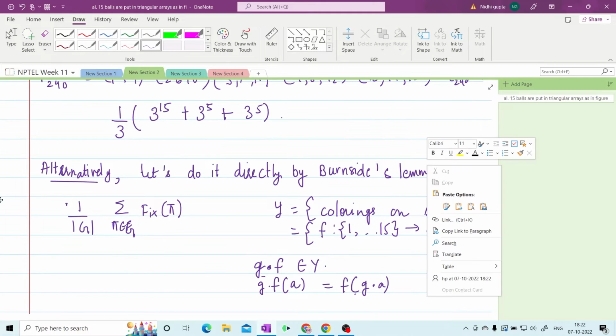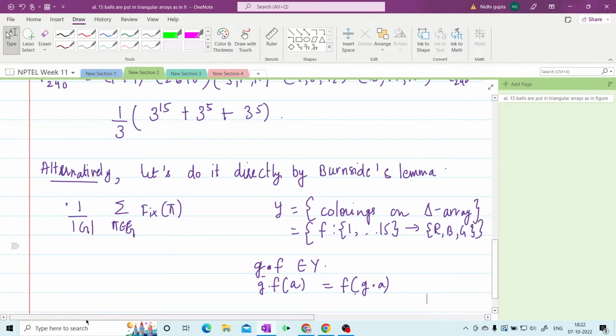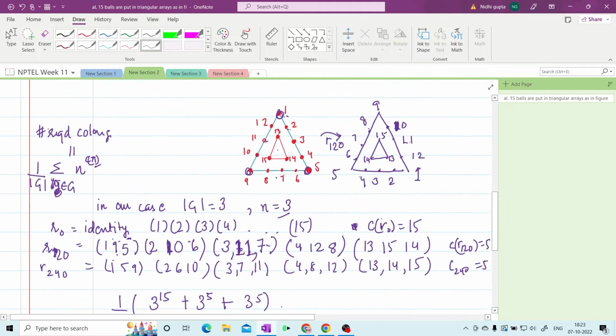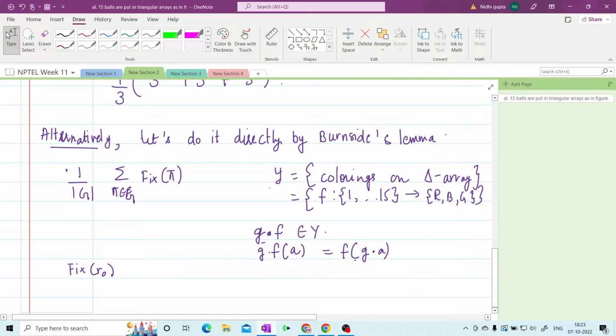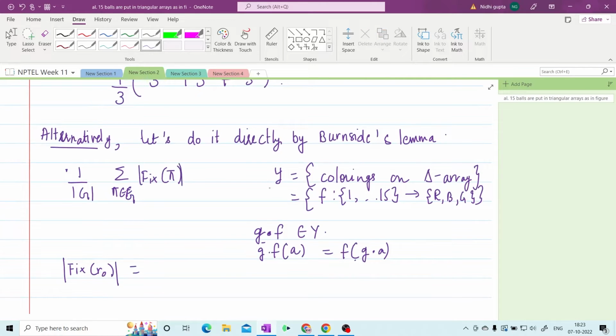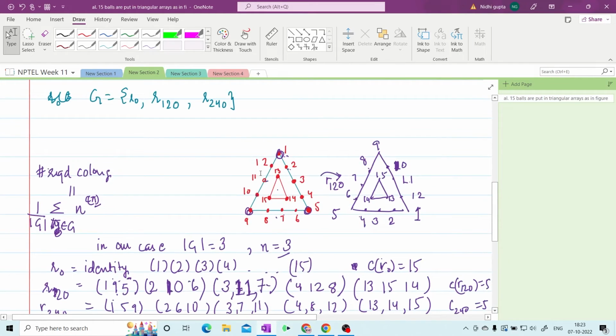Now if we want to find fix R naught, R naught is the identity permutation, and so all the colorings will be fixed by R naught. So we see that the order of fix R naught is 3 raised to the power 15. All the colorings are fixed by R naught. And how many colorings are there? We have 15 balls. Each ball has 3 options.